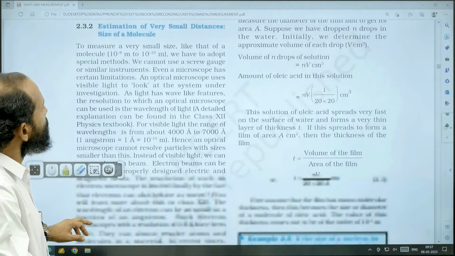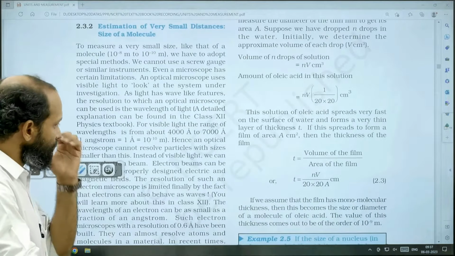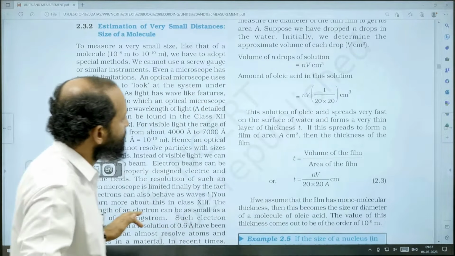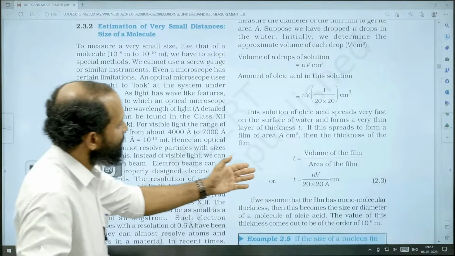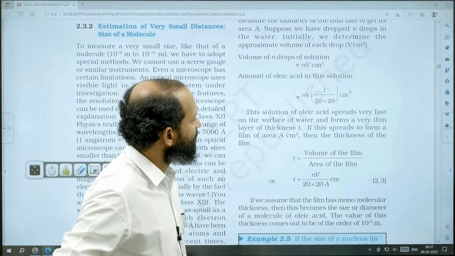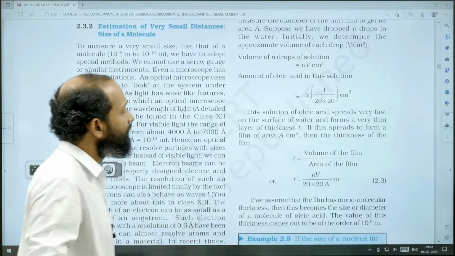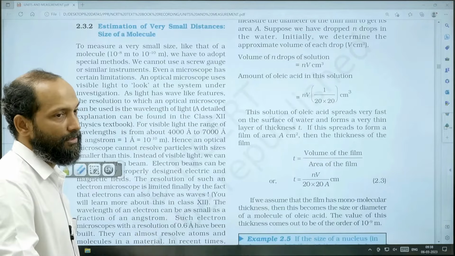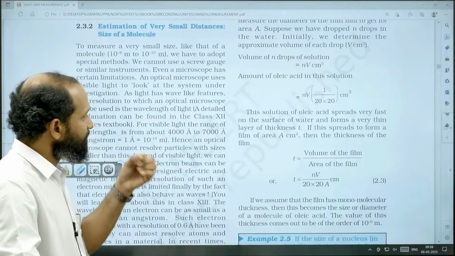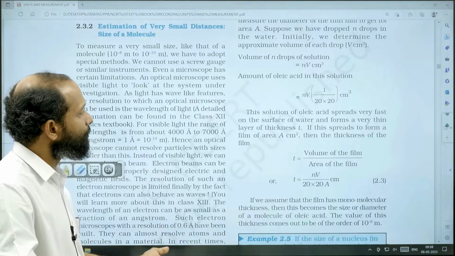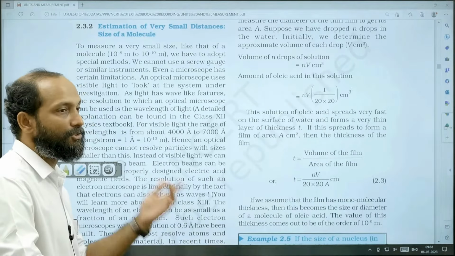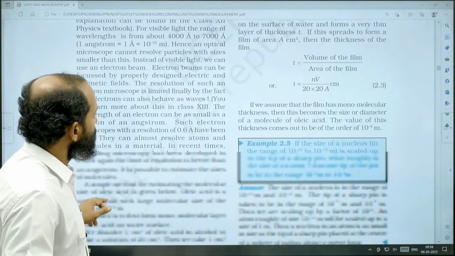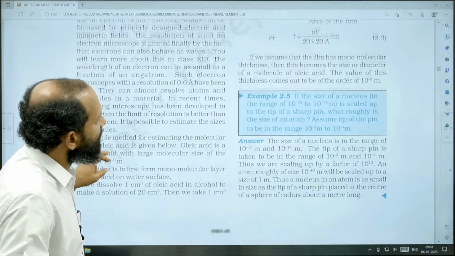Now, estimation of the size of a small molecule is not so relevant, because no examinations have asked this calculation. Anyway, remember this formula: thickness of a film is equal to volume of the film divided by area of the film. You just go through that experiment, that's all. Read that experiment, then try to understand how to find the thickness of that film by using the oleic acid experiment. You have learned it during class time.